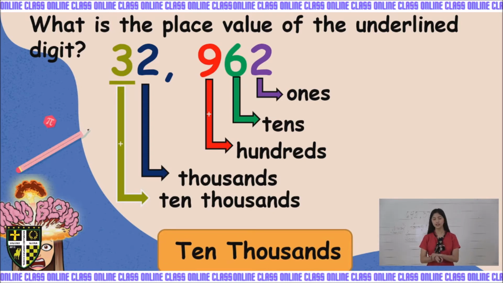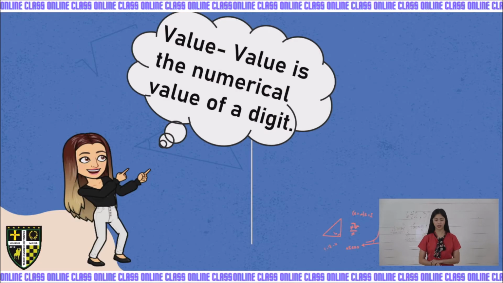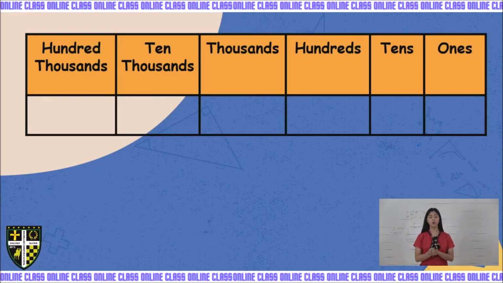Now that you know how to get the place value of a digit in a group of numbers, let's proceed to our next topic, which is the value. So what is a value? When we say value, it is the numerical value of a digit. So now we are going to use numbers. Let's study the table. When we say ones, we are just going to copy the first digit from the right of the group of numbers, because that belongs to ones place value.